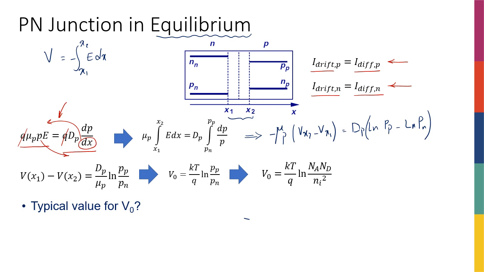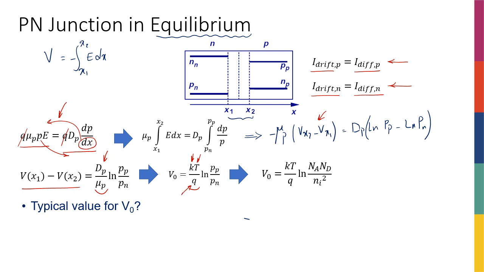Okay, so from here, I can bring this mu p to the other side, so this is going to be Dp over mu p, and the negative I'm going to multiply into the expression inside the bracket. So instead of V(x2) minus V(x1), I'm going to write V(x1) minus V(x2), and ln of p sub p minus ln of p sub n is going to be ln of p sub p over p sub n. Now, if you remember the Einstein relation, we know that this Dp over mu p fraction is actually equal to kT over q. It's a constant, so this is the Boltzmann constant, this is temperature, and this is the charge of an electron.